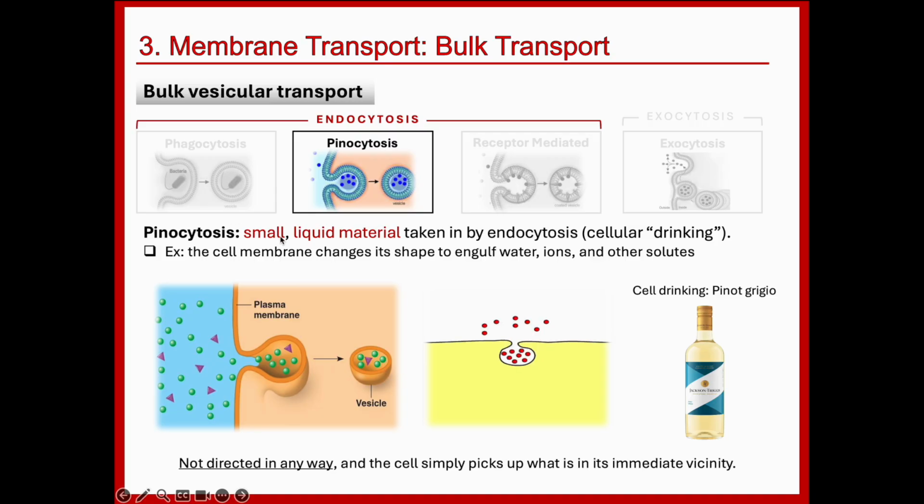Phagocytosis was cellular eating. Pinocytosis is cellular drinking. So small liquid materials taken in by endocytosis. So for example, the cell membrane changes its shape and engulfs water. It could engulf ions or other solutes, right? Little things and water to bring it into the cell. So this is a little pinocytic vesicle with some solutes that it's bringing in.